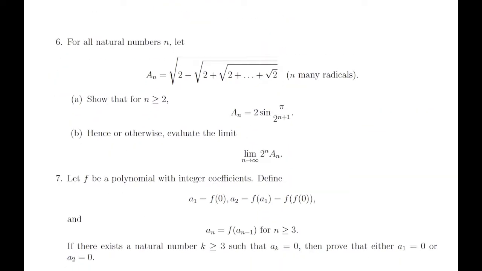You have been given that a_n is equal to root over 2 minus root 2 plus and so on, where there are n many radicals. The first part tells you to prove that this is equal to 2 sine pi by 2 to the power n plus 1, and the second part tells you to evaluate the limit as n tends to infinity of 2 to the power n a_n. So it really looks difficult, but let's see how we can solve it.